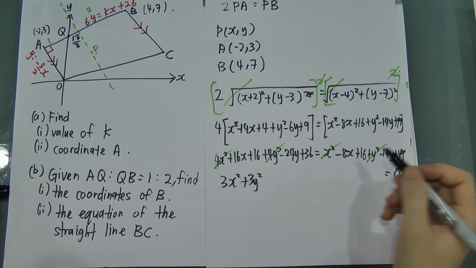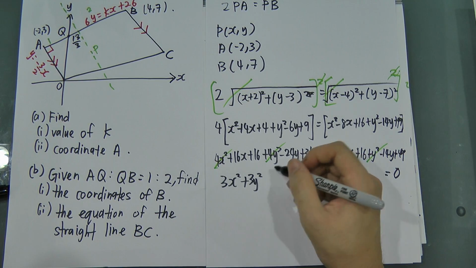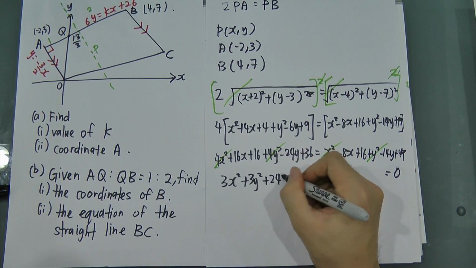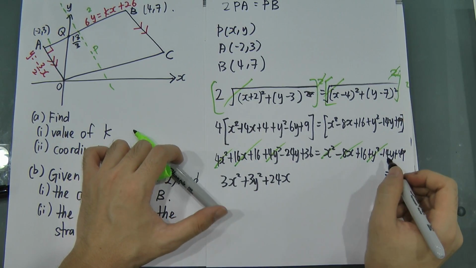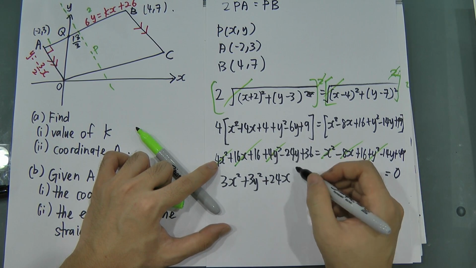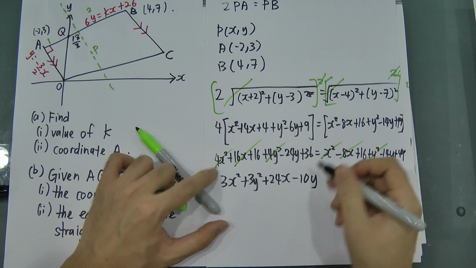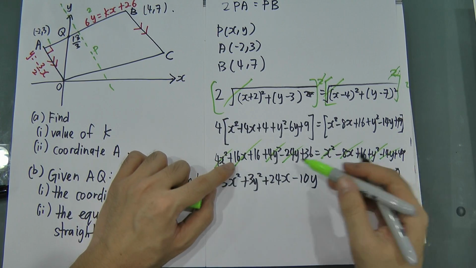Okay, and then 16x minus x will be positive, so it will be plus 24x. Okay, done. And then we got minus 14y. Here will be plus 14y, negative 24y, we still have negative 10y. Done. Alright, and then we have the number.